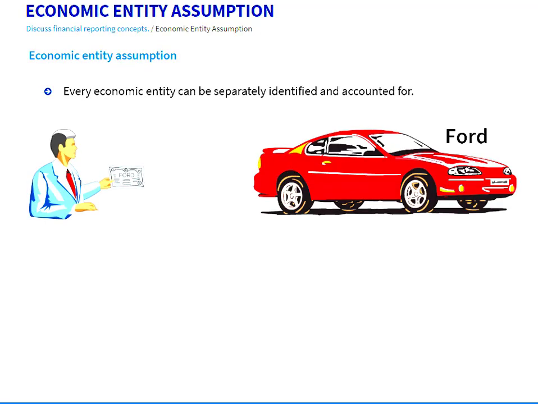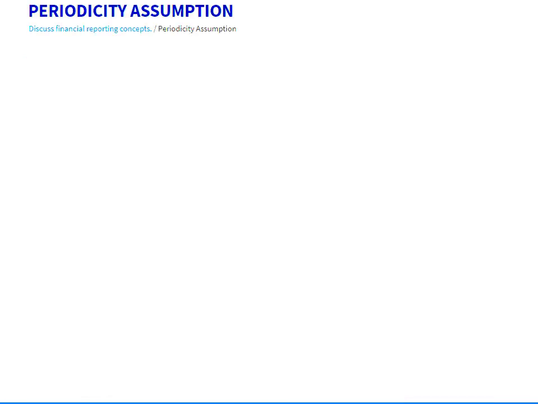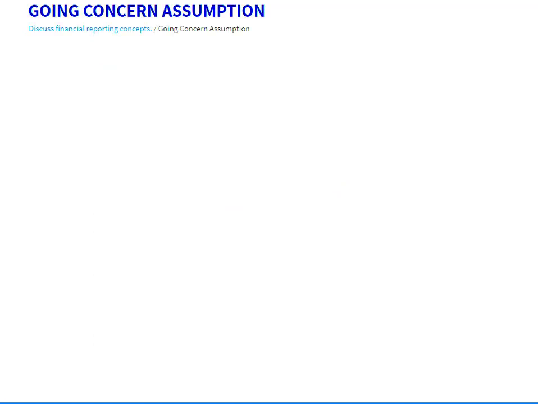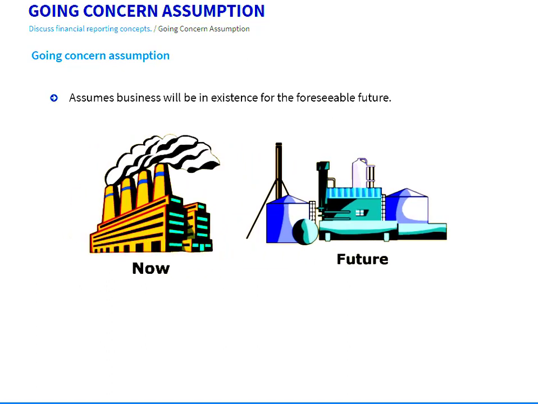The economic entity assumption states that every economic entity can be separately identified and accounted for. The time period assumption states that the life of a business can be divided into artificial time periods and that useful reports covering those periods can be prepared for the business. Going concern assumption assumes that the business will be in existence for the foreseeable future.